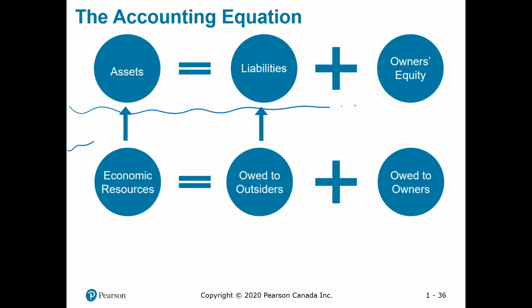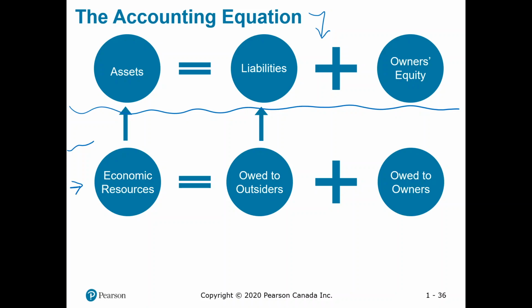And this top line is the accounting equation. And this second part down here is just a way to explain it. The accounting equation says that assets are equal to liabilities plus owner's equity. And this is really important for you guys to know, this accounting equation and how it makes sense, how it works.